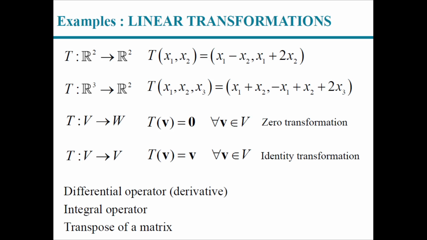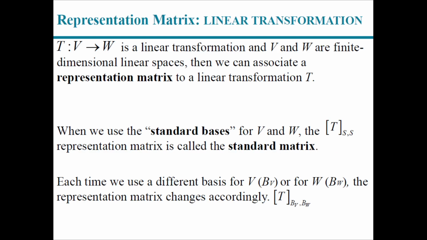They can operate on different types of inputs, like matrices and polynomials and other functions. So our goal will be to find a representation matrix for our linear transformation. Again, we are dealing with linear transformations on finite dimensional linear spaces. So typically now we are going to deal with Rn and Rm. Those are finite dimensional linear spaces, and we can associate to each linear transformation a representation matrix.